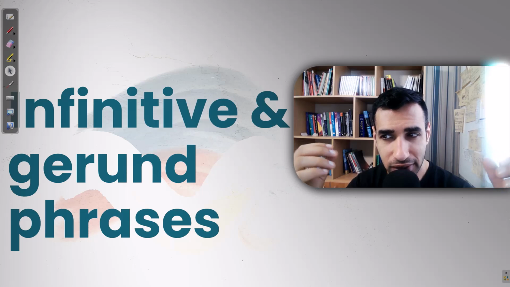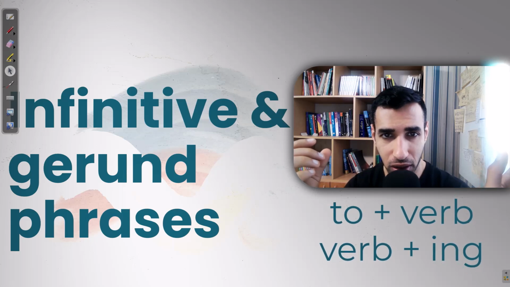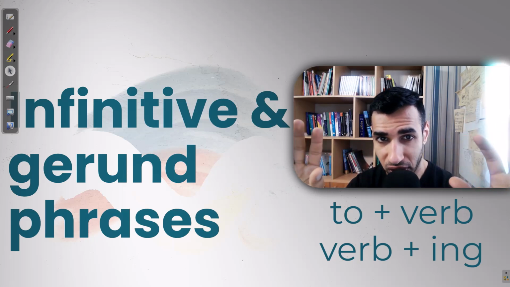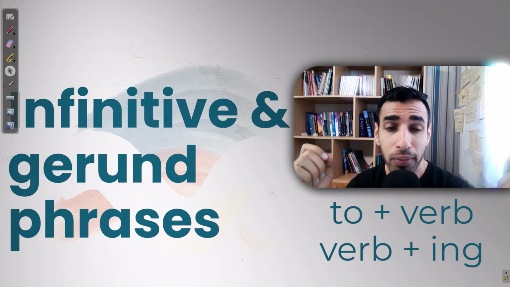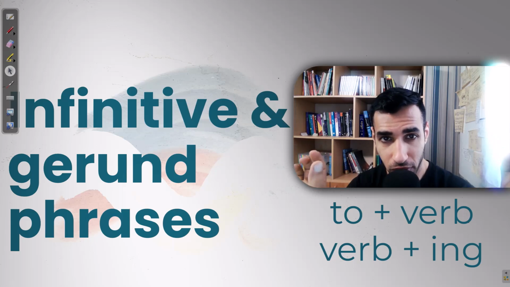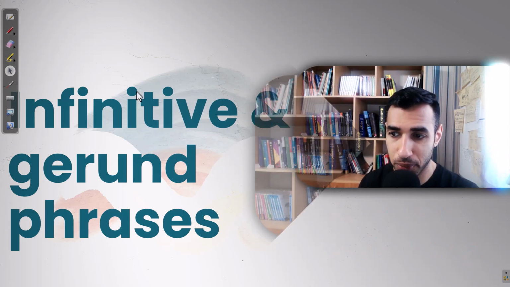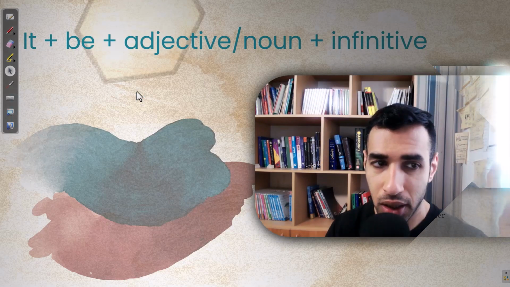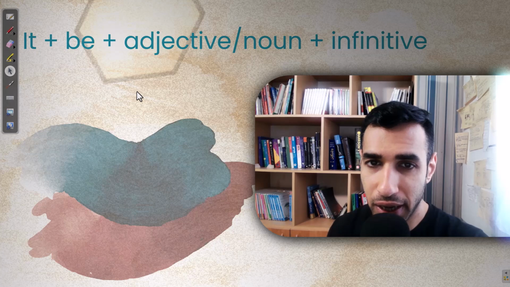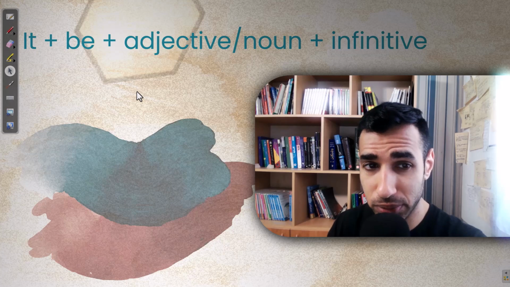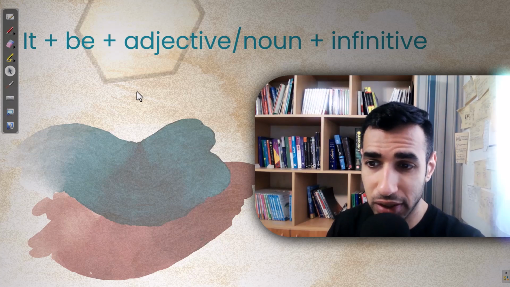Now, an infinitive phrase is a group of words that starts with the infinitive form of a verb, for example with to. And gerund phrases are phrases that start with the ing form of verbs. Let's dive in. The first formula for creating an infinitive phrase is it plus be plus adjective or noun plus infinitive.